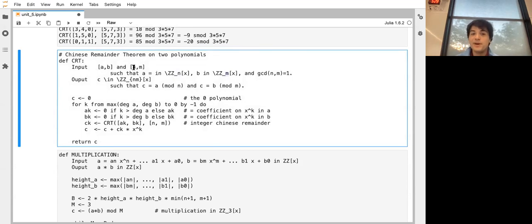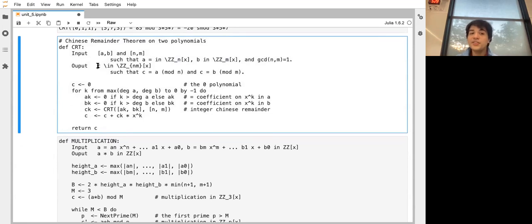So you give me A mod n and B mod n. And then this is going to construct C mod n times m, such that C is congruent to A mod m and C is congruent to B mod m. Right? And so here's the algorithm. You just set C, which is going to be your solution, to 0. And then for k from the maximum of the degrees of A and B to 0.